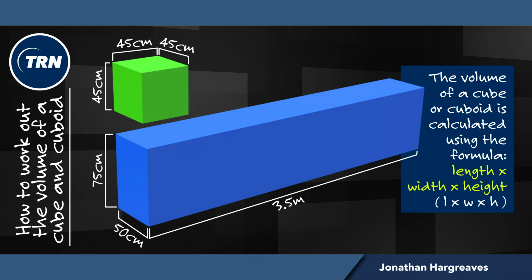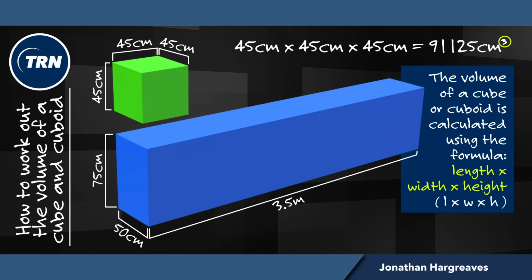So in our first example in green, the cube, we have 45 centimeters times 45 centimeters times 45 centimeters. We multiply all those together as per our formula, and we arrive at the figure of 91,125 centimeters cubed. Why cubed? Why that 3? Well, we're using 3 measurements, and therefore we recognize volume as cubed, and that's shown by the number 3.